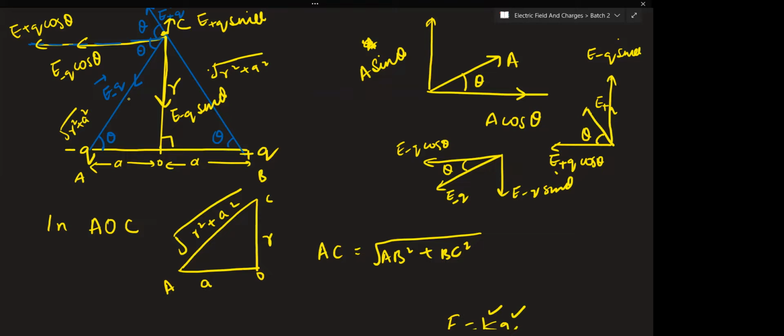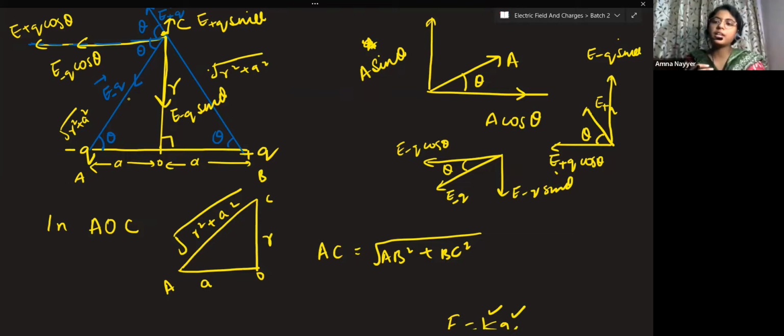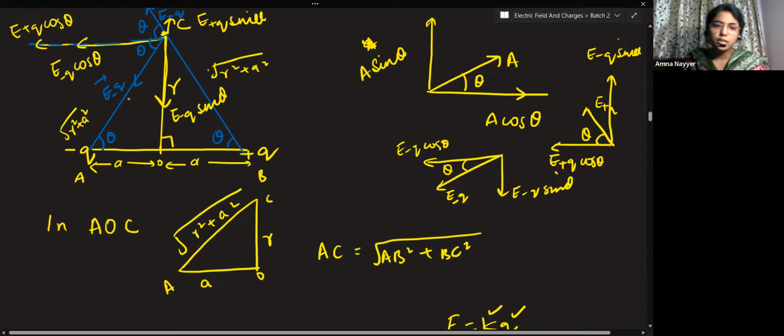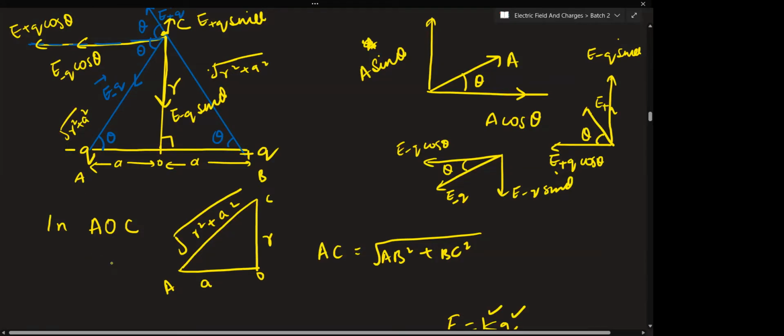KQ divided by R square. R means separation of the charge to the point that we are considering. So charge is this, point is this. We have just taken out this. What was AC? Root R square plus A square. R square plus A square.